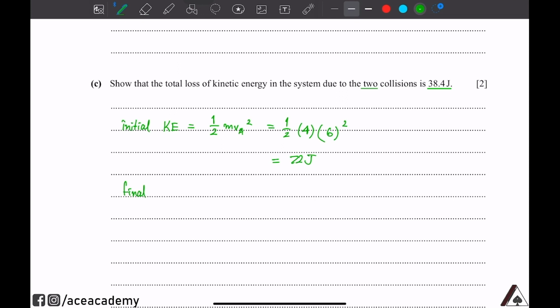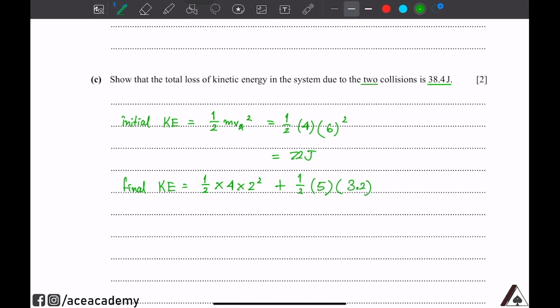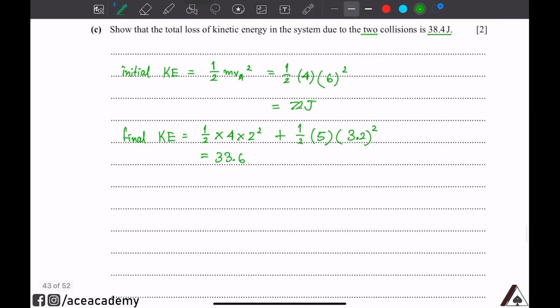And final KE, after both the collisions, we have A moving at 2 meters per second, so we have half times 4 times 2 squared, plus we have D, mass of D is, let's see, 5 kilograms, and it's moving at 3.2 meters per second, which is 33.6 joules, if I'm not mistaken. And so the change in KE, or loss in KE, is 72 minus 33.6, which is 38.4 joules. And there you have it.